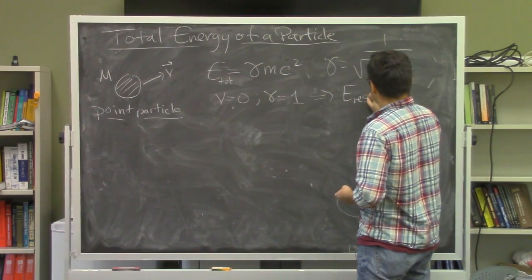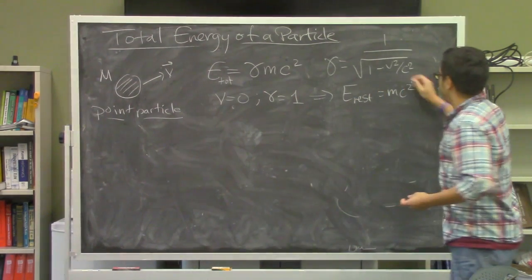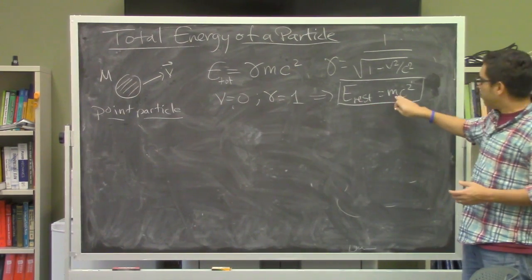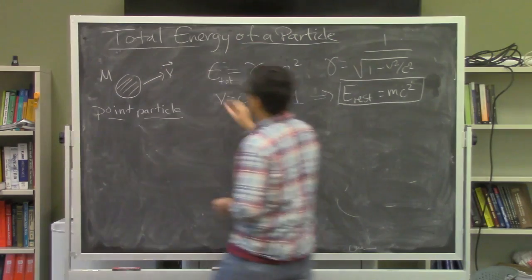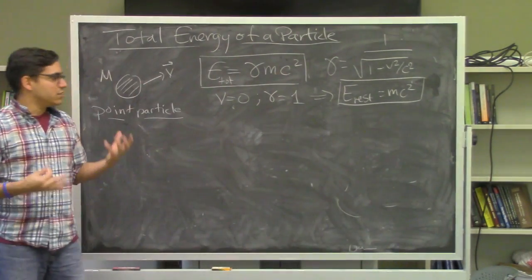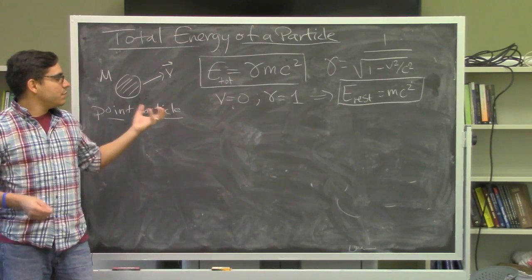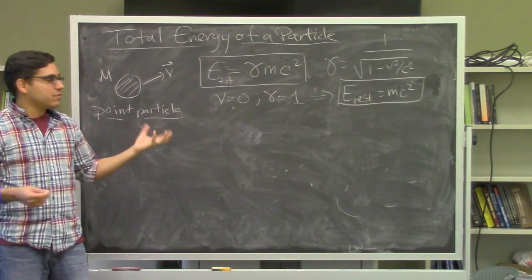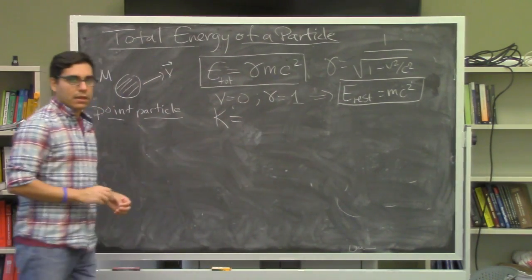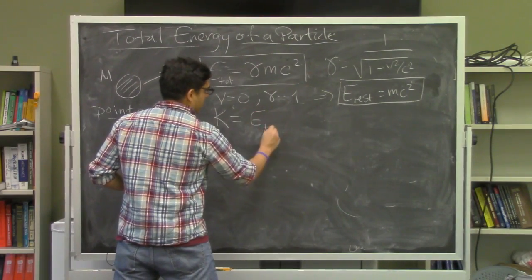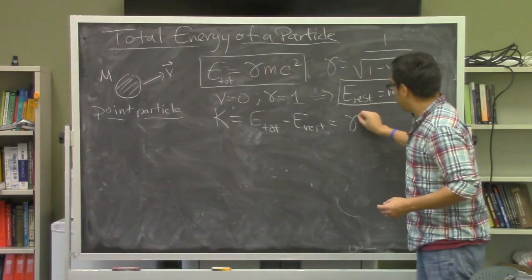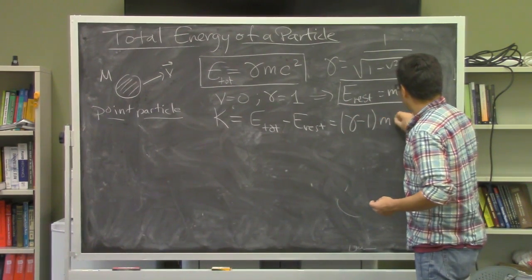This is the so-called rest energy. And this is the famous formula due to Einstein, which is that the energy of a particle at rest is mc squared. This is the total energy that it has. This is the energy due to it just having mass. And so there must be some difference here which accounts for the motion. And that's the so-called kinetic energy, which we'll represent with a K. And that's the difference between the total energy and the rest energy. So that's simply gamma minus 1 mc squared.